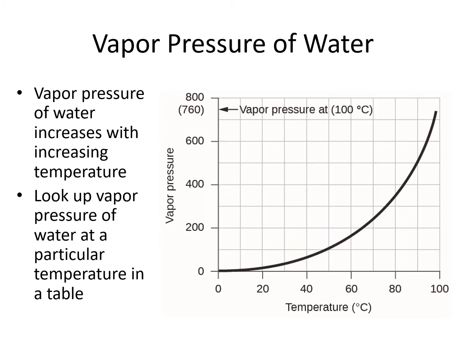To find the vapor pressure of water, we generally look it up in a table or apply the graph that's on this slide. What we notice is that vapor pressure goes up as the temperature goes up, but because it's not linear, it's generally easiest to just look up the value in a table. We would find a value that corresponds to the temperature at which we are collecting the gas.